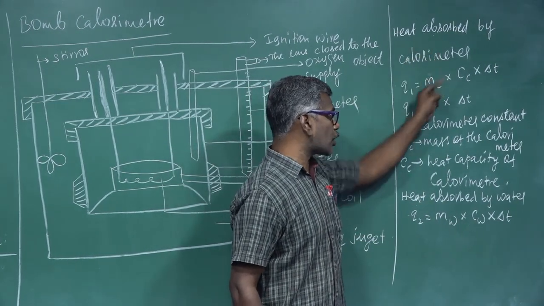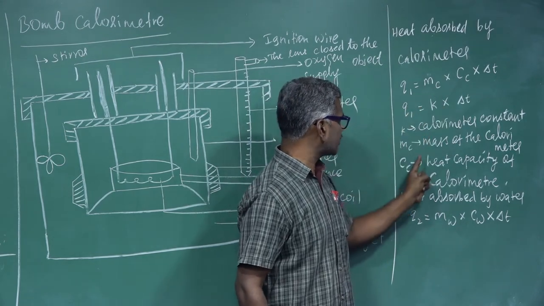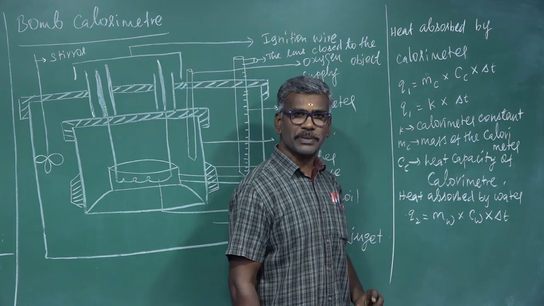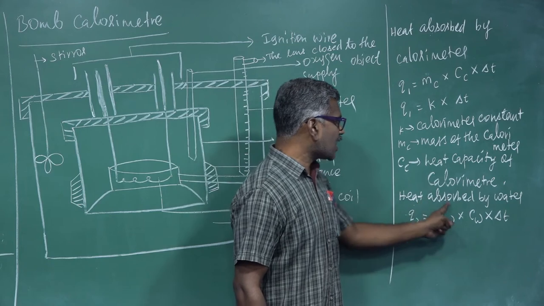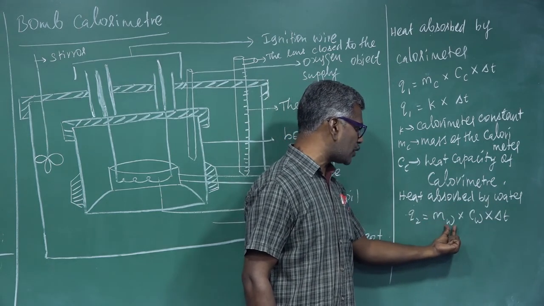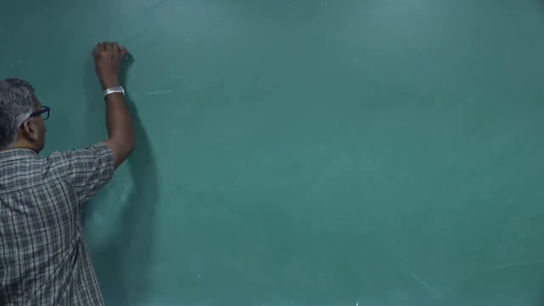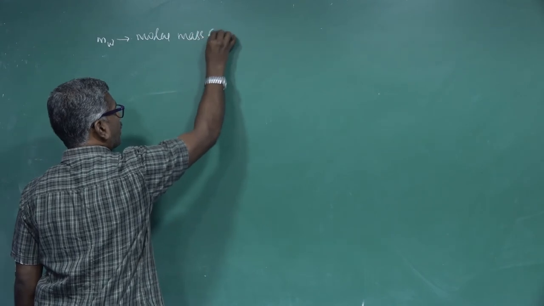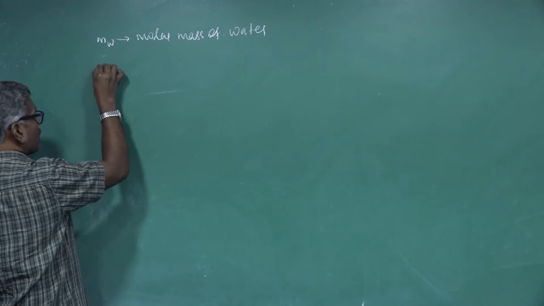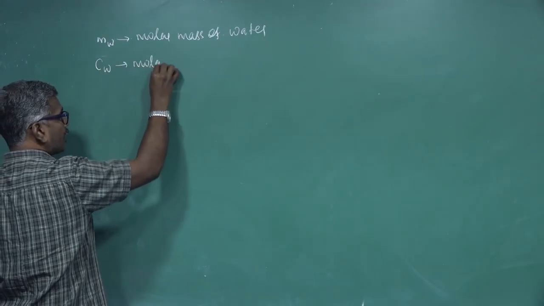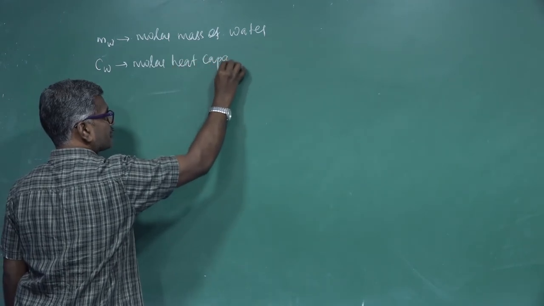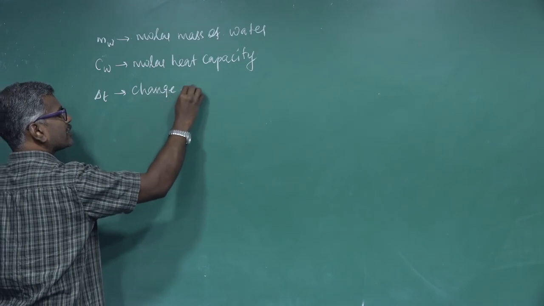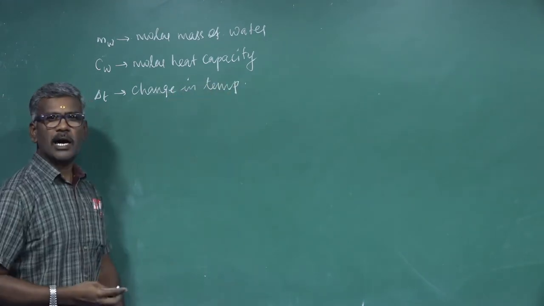First, the heat absorbed by the calorimeter is given by this formula. Here, MC is the mass of the calorimeter, CC is the heat capacity of the calorimeter, and delta T is the change in temperature or temperature difference. Another one, the heat absorbed by the water, Q2, is equal to MW into CW into delta T. MW is the molar mass of water, CW is the molar heat capacity, and delta T is the change in temperature or rise in temperature.